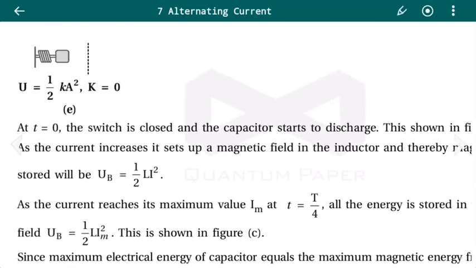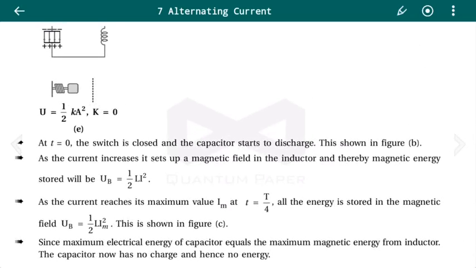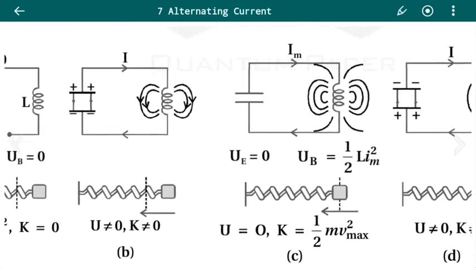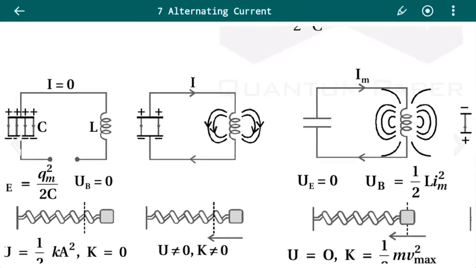Now at t equals 0, the switch is closed and the capacitor starts to discharge. This is shown in figure B. As the current increases, it sets up a magnetic field in the inductor, and thereby the magnetic energy stored will be UB equals half Li square. As you can see in this figure, now the circuit is completed.